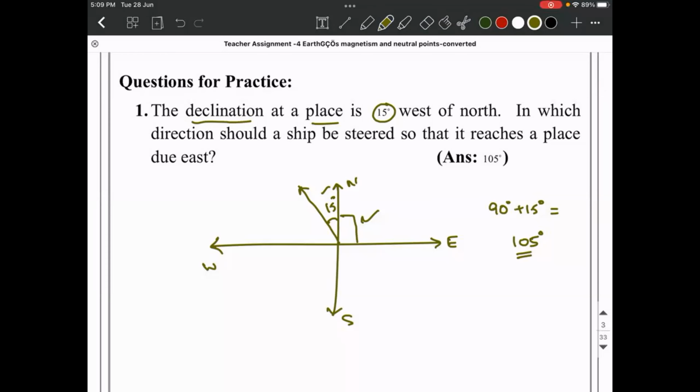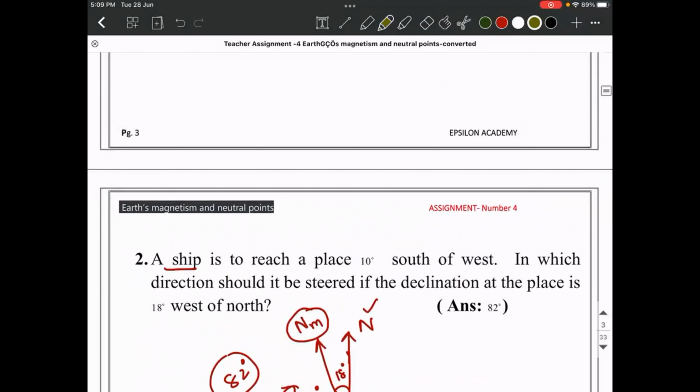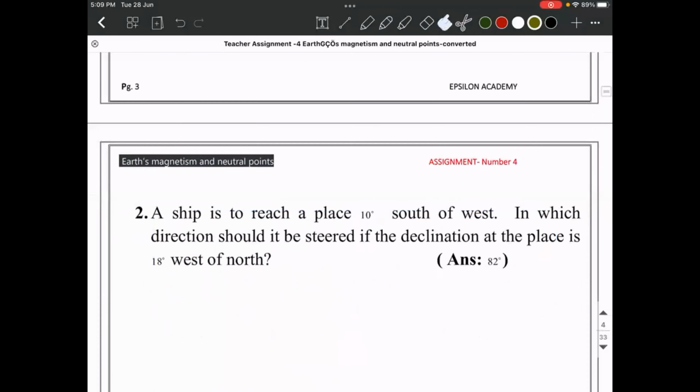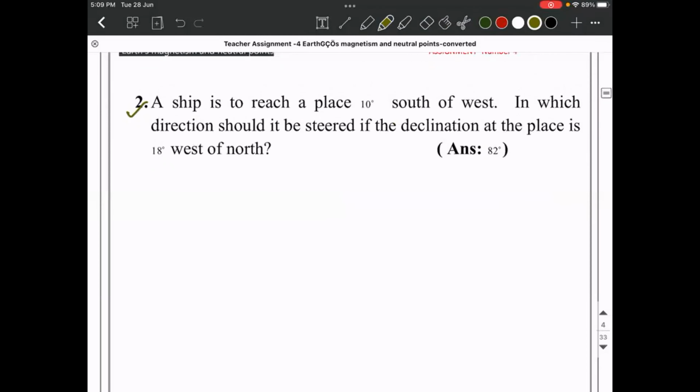So I hope it is simple, right? Based on the same concept, can you guys try another problem? One minute, I have to rub this first. There is a ship which is to reach a place 10 degrees south of west. So the expected destination is where? It is 10 degrees south of west.